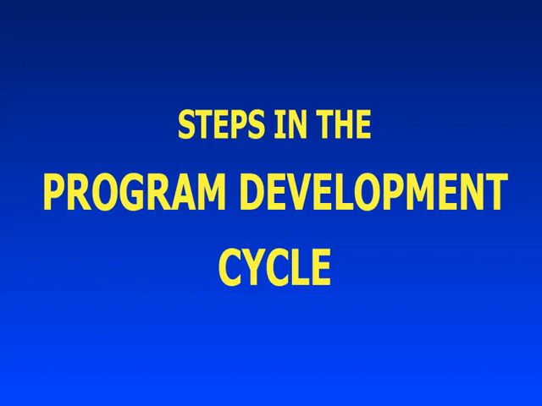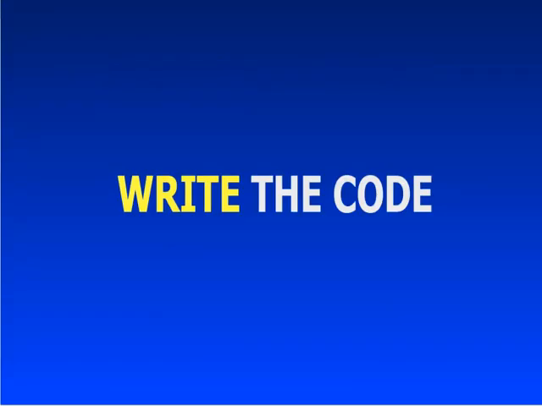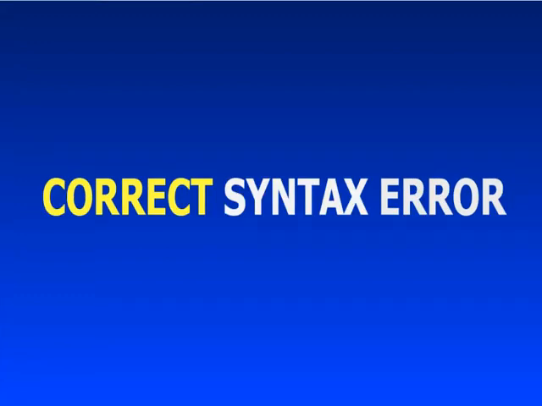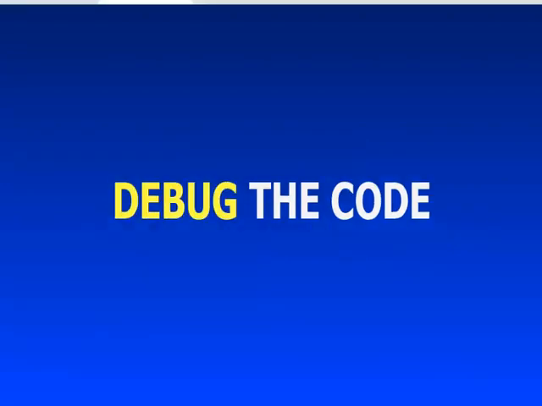See, there are 5 steps a programmer follows. First one, we design the program. Then we write the code, which is writing of the code. We correct syntax errors. We test the executable code to see whether the code is working. Last one, you have to debug the code. We debug the code if there are any other issues.